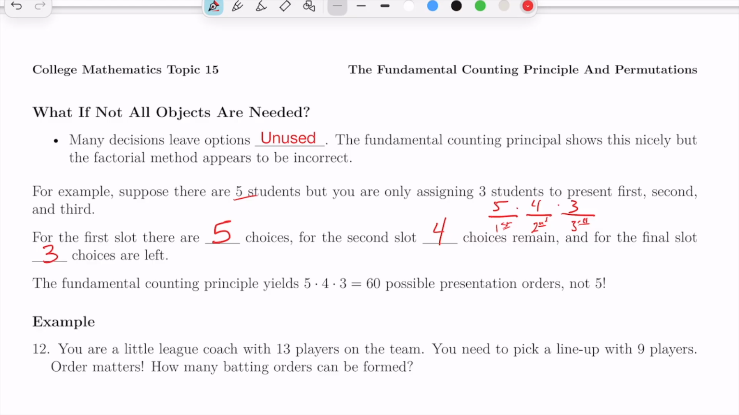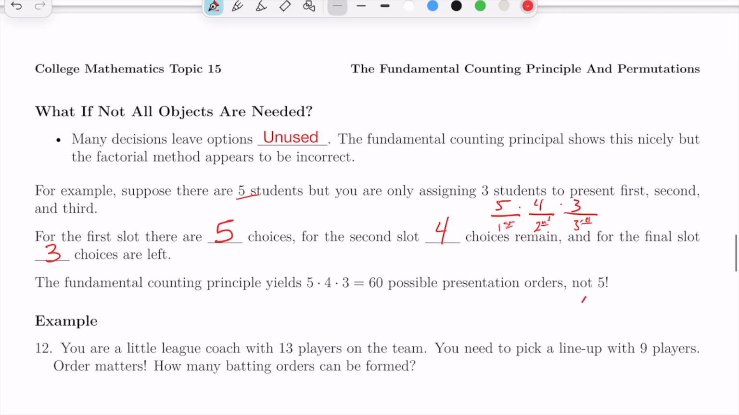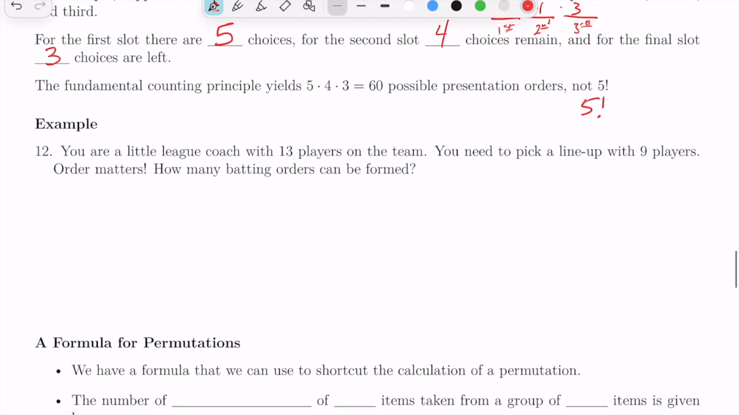Notice we don't want to do 5 times 4 times 3 times 2 times 1. We don't want to go all the way down. So we can't just say 5 factorial. That's not right. We want to only go down so far.